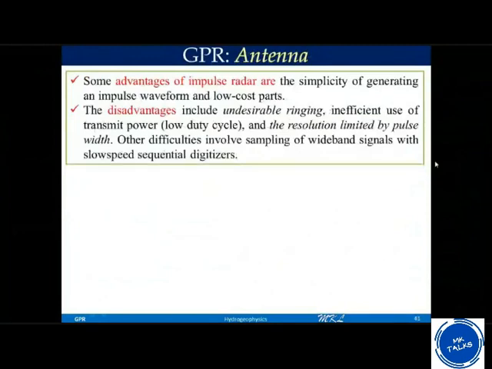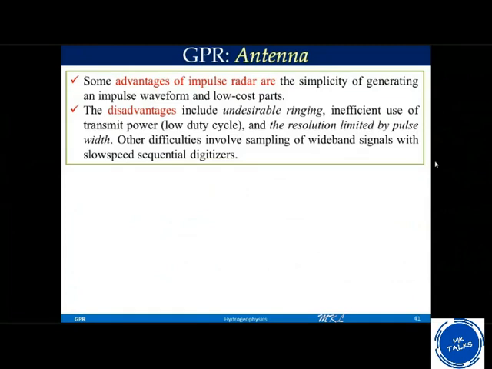So what are the advantages of the impulse radar? Because it's very simple to manufacture and it is less costly than the CW, continuous wave frequency system. So we generally use CW, continuous wave GPR, only for research purposes. The disadvantages include undesirable ringing.